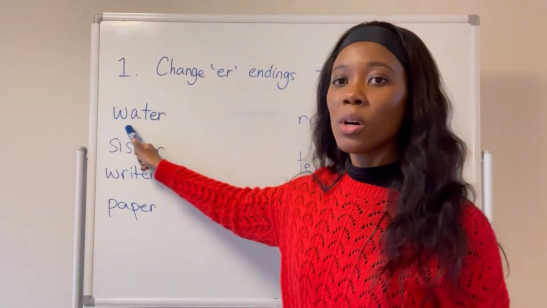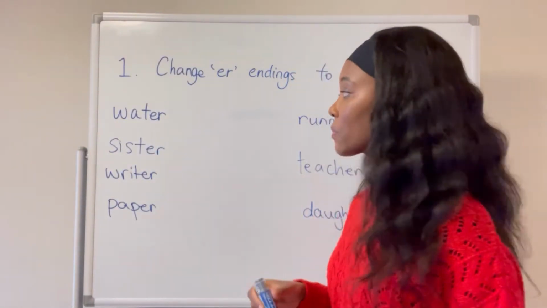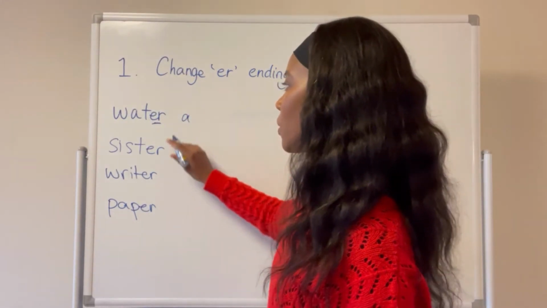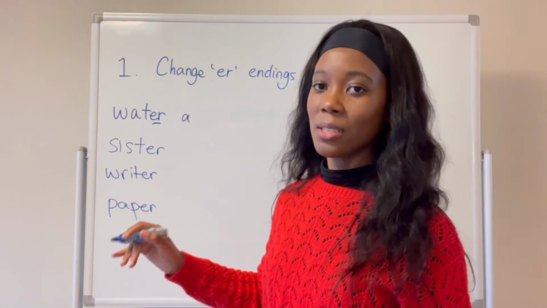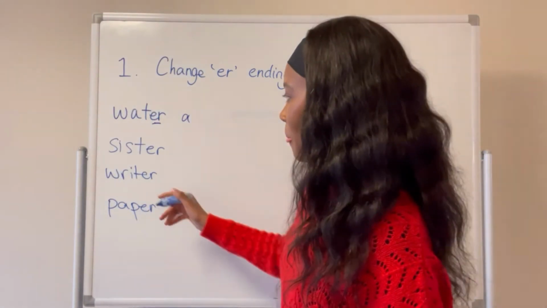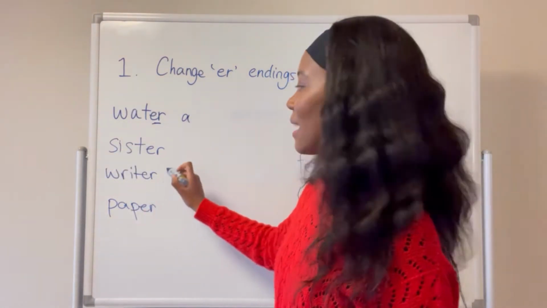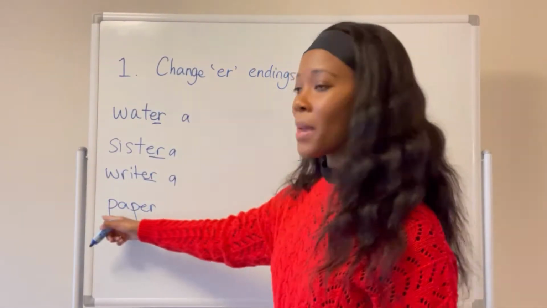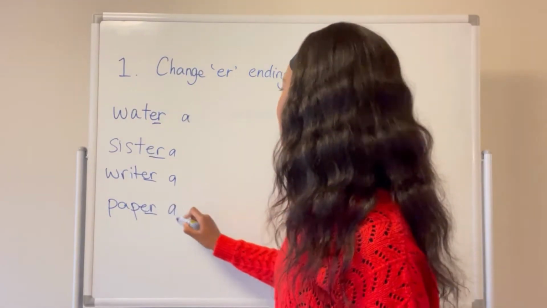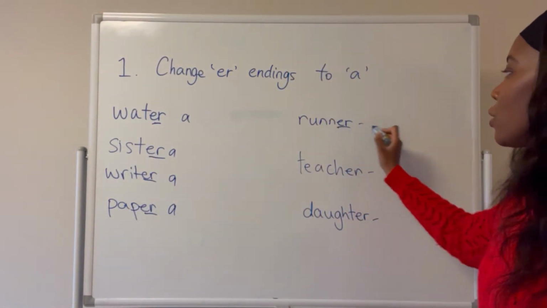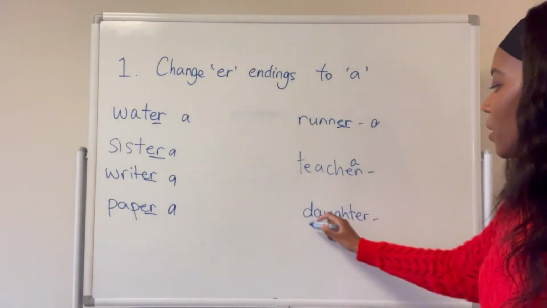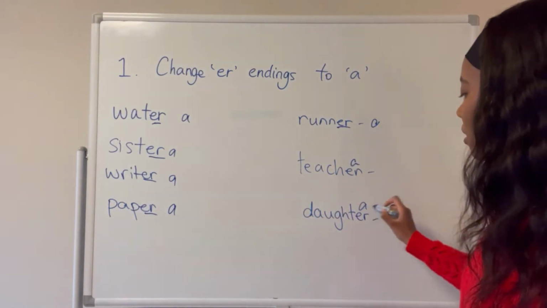For example, we have water. You're gonna take the ER, change that to an A. So you get wata. Sister, sista. Writer, writa. Paper, papa. Runner, runna. Teacher, teacha. Daughter, dawta.